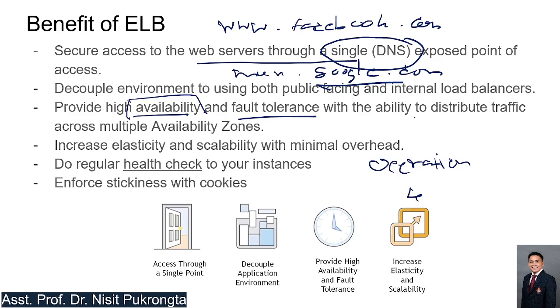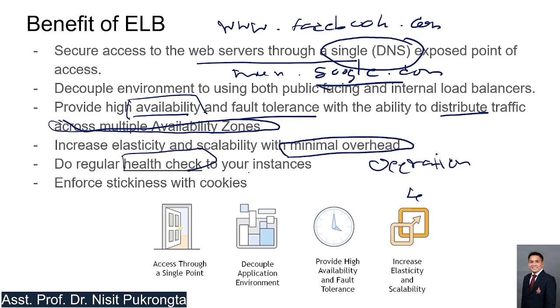To provide high availability, you can distribute traffic across, right? The keyword is across multiple availability zones, multiple AZs. You can use this to increase elasticity and scaling with minimal overhead. And regularly, we can use health checks for your instances and enforce stickiness with the cookie. This is the picture of the benefits of ELB: access through a single point, decoupled application, high availability, and increased elasticity and scalability.